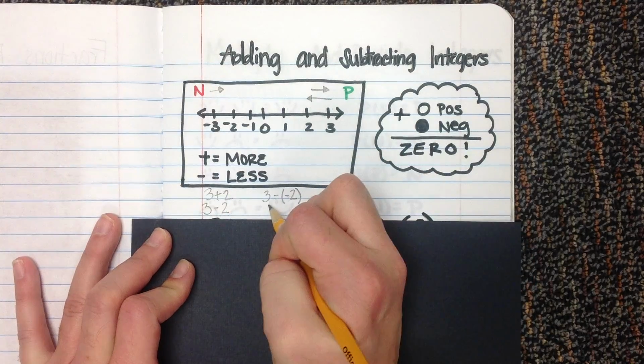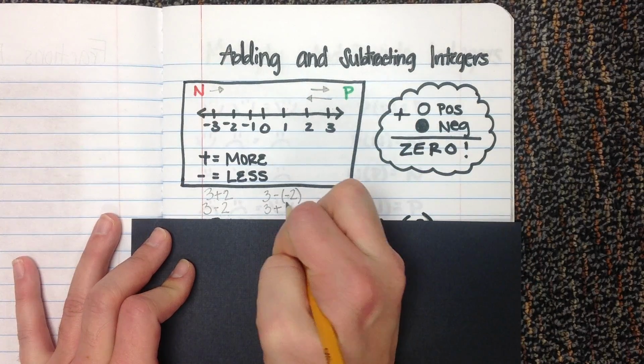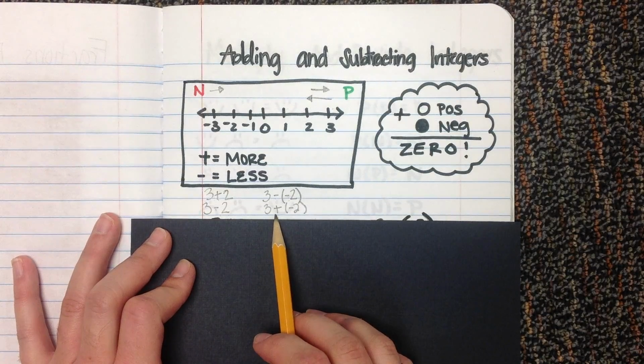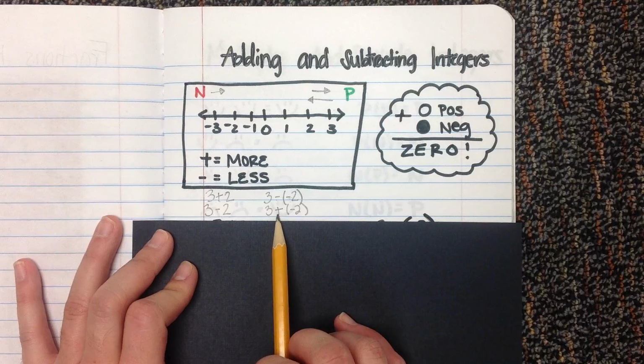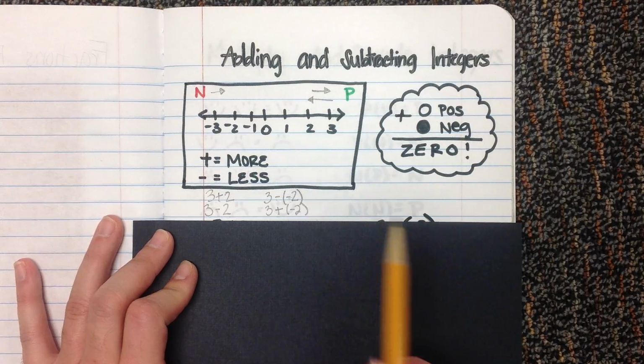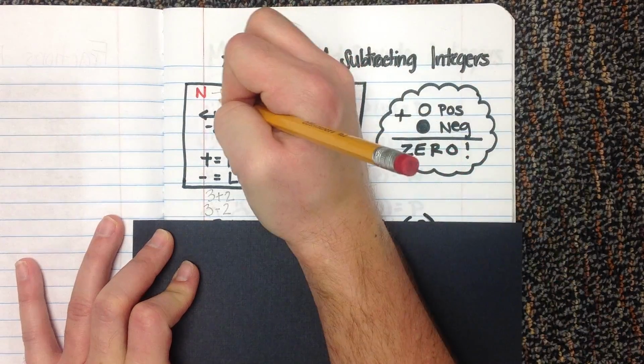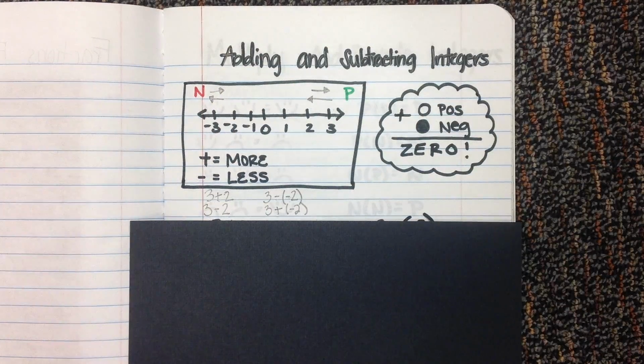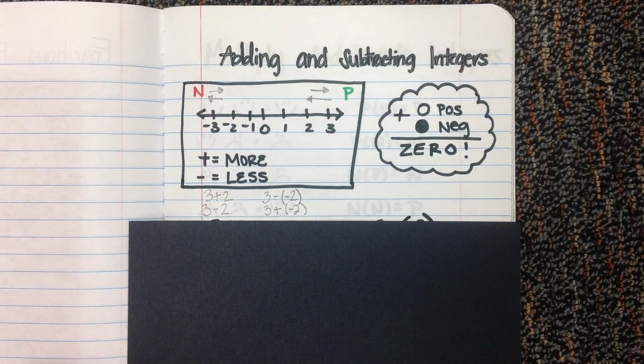And then the last one I want to look at is 3 plus negative 2. I want more, because add means more. I want more negatives. Well, if I want more negatives, I'm headed toward the negative direction. That's just kind of a little reminder for you. You want to look at more or less and then positive or negative. That'll tell you which direction your number line should be headed.